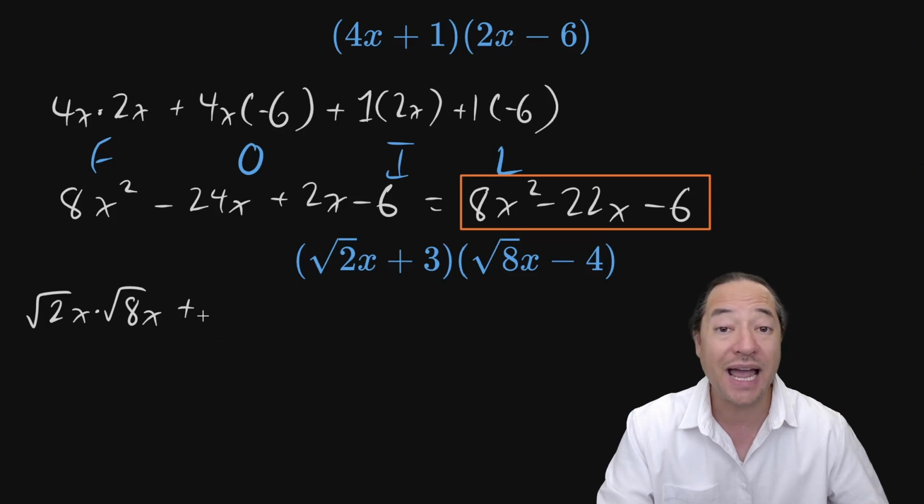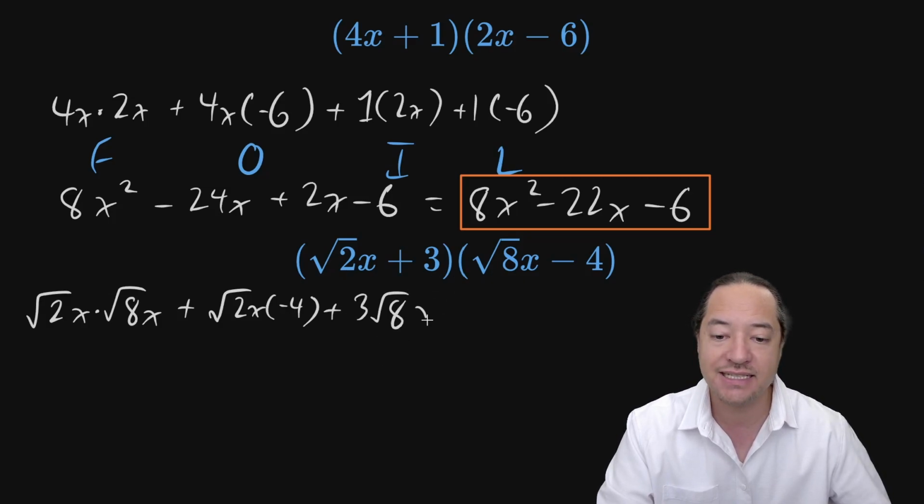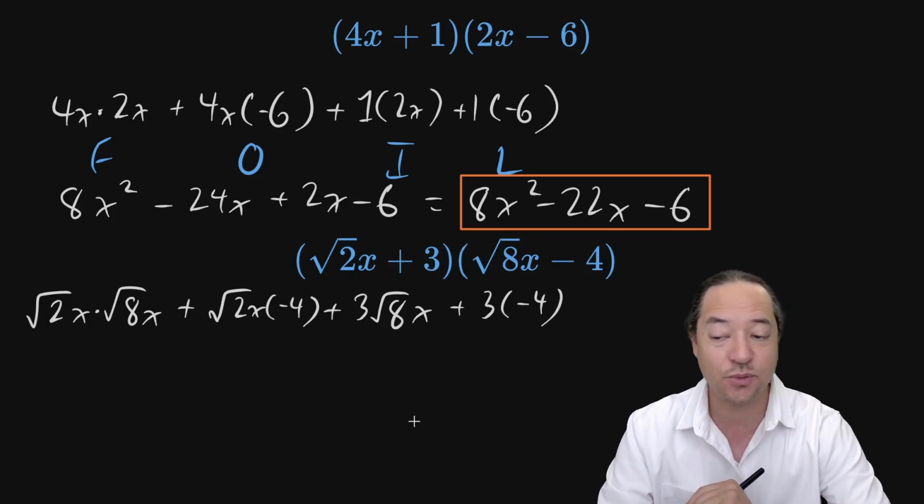Plus the two outer terms. So that'll be a root 2x times a negative 4. Plus the two inner terms. So that'll be 3 root 8x. And then we're going to add multiplying the two last terms. So this will be a 3 times a negative 4. Okay, so that's what we'll get here.